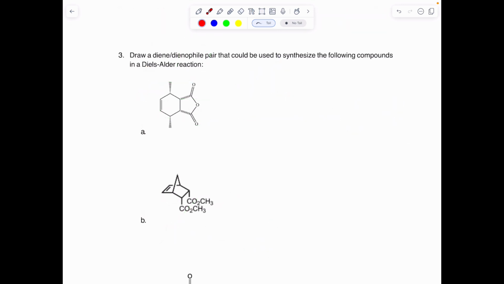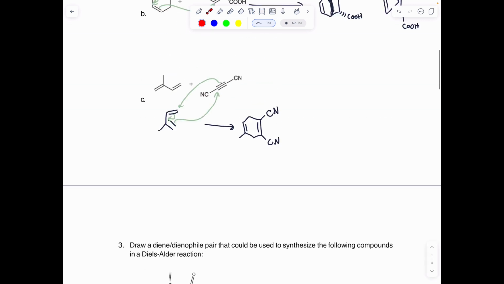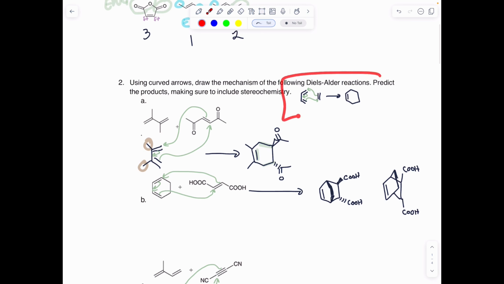So question 3 asks us to draw the diene and dienophile pair that could be used to synthesize the following compounds in a Diels-Alder reaction. So basically we're just working backwards to figure out what our starting materials were that could have created these products. So remember from question 2 with this basic reaction mechanism, we're starting with something that has two double bonds and then a single double bond and forming the cyclohexane ring. And now we just need to work backwards.